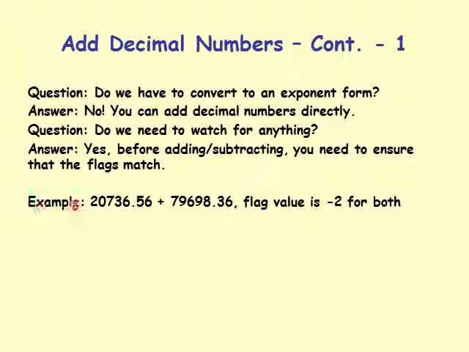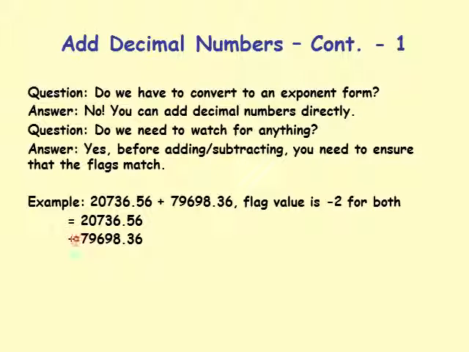So let's look here. 20736.56 plus 79698.36. The flag value is -2 for this term, and also for the second term. One operand has flag value -2, meaning there are 2 digits to the right of the decimal point, and the other one also has a flag value of -2. The flags do match. Now we can just add them up.